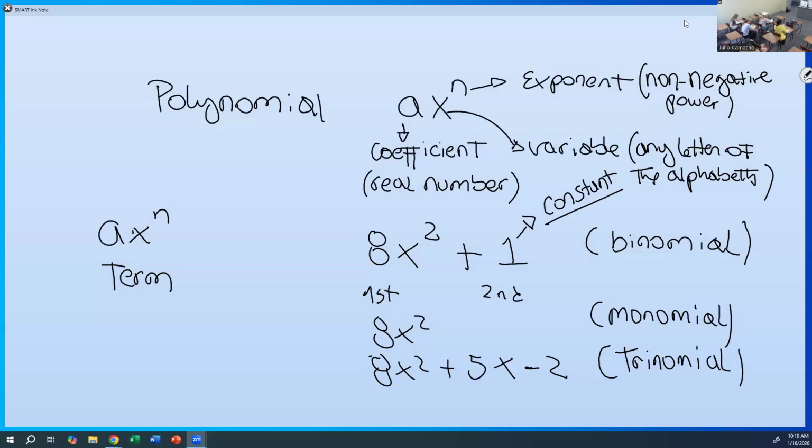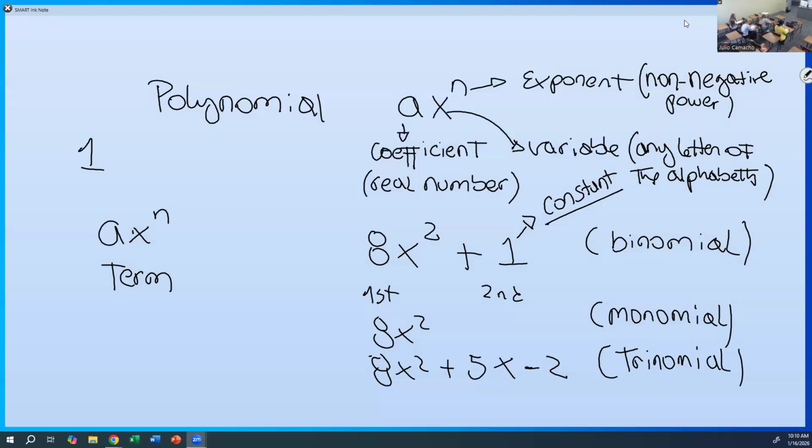A constant. You will identify the constant because it's a number without a variable. There is no letter there. But one of the questions that you have today in your assignment: if you have a number 1, is that a polynomial or is it not a polynomial expression?